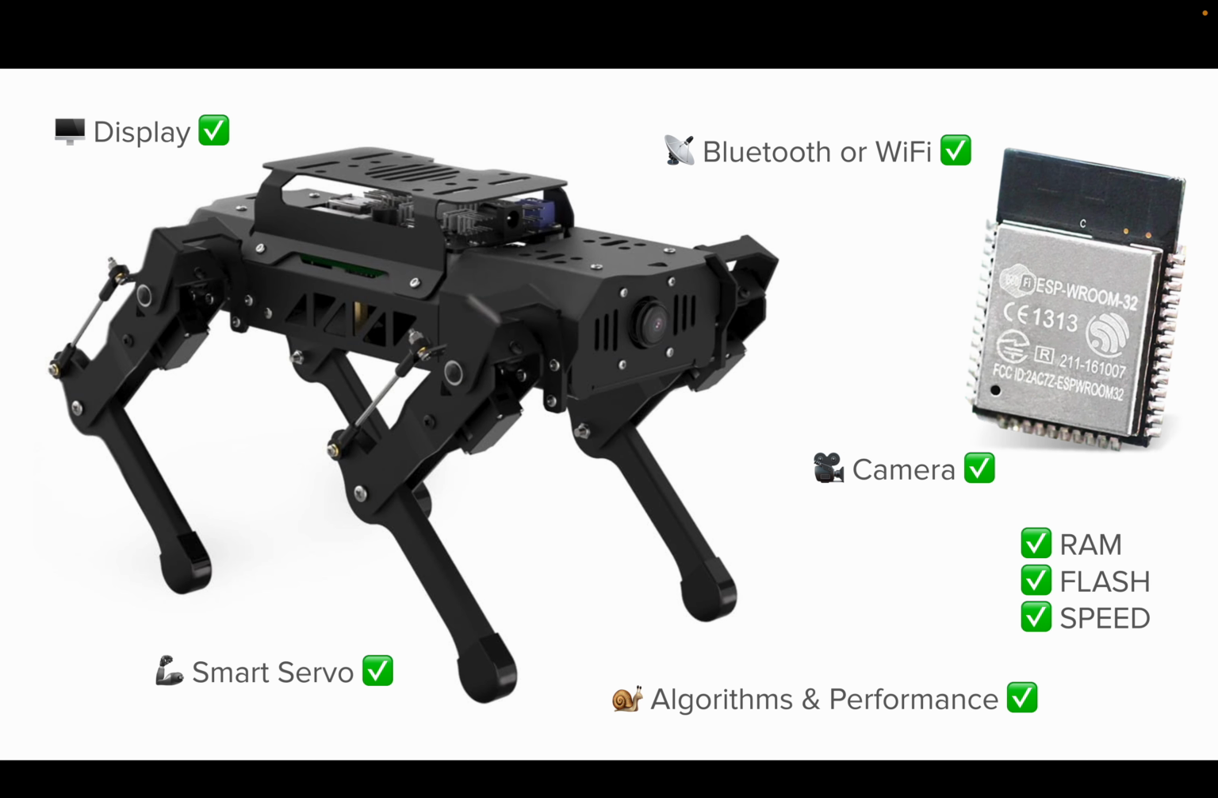So you consider the ESP32. It's got enough RAM, flash, and speed to do everything you need. You've seen people use it for cameras and displays. You've heard that it supports Wi-Fi and Bluetooth. And it just so happens to work well with whatever smart servo you're going to be using. Fantastic.